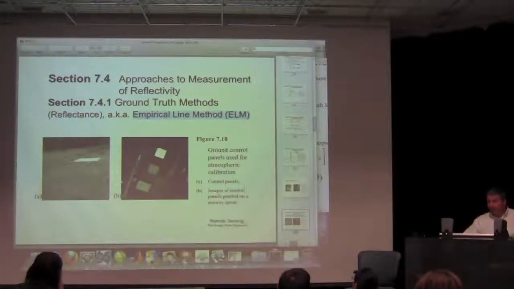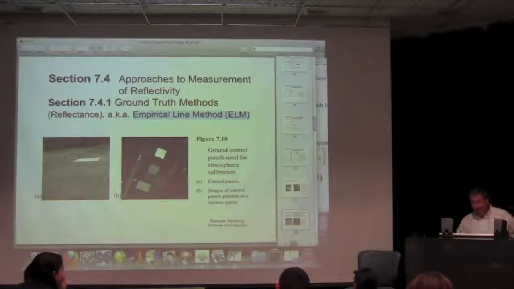So a lot of times what you'll do is, if this is painted plywood, you might paint another piece of plywood at the same time and assume they're the same. Problem there is, as you use these panels over and over again, they'll weather, and your little sample won't weather. So you have to keep track of those sorts of things.